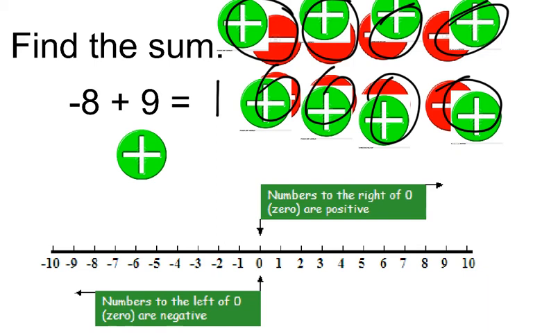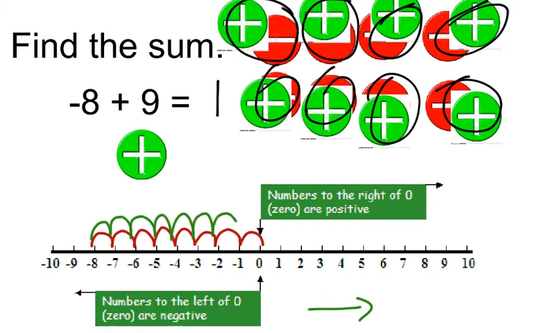Now let's validate that using our number line. So we start with 8 negatives, so I'm going to go over 1, 2, 3, 4, 5, 6, 7, 8. Then I'm going to add 9 positives. Again, positive means I'm going to the right. 1, 2, 3, 4, 5, 6, 7, 8, 9. And of course, I land on positive 1.